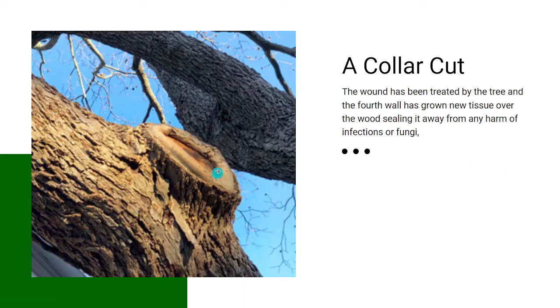You can see that the fourth wall already came up. It's kind of hard to see the decay right there, but you can still see where the shoulder of the tree was, and that the tree is already trying to recover from said wound. It's already grown new tissue, as you can see from this lump right here, sealing it away from any harms of infections or fungi.